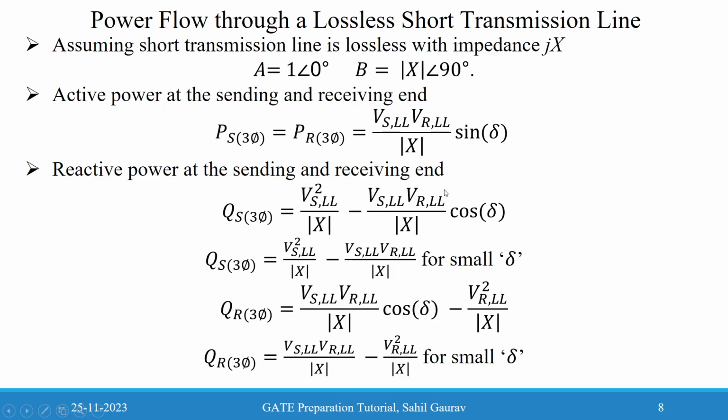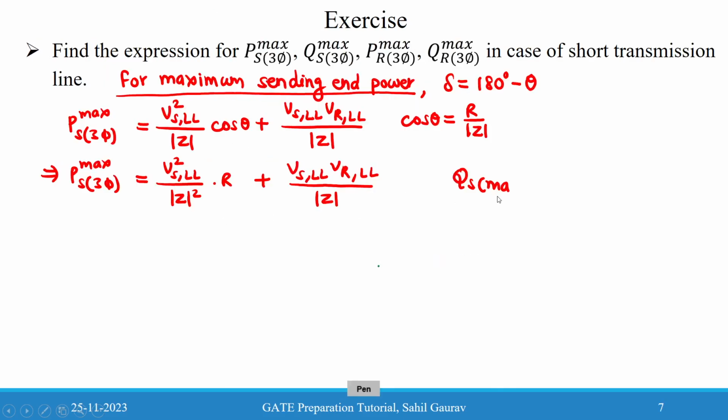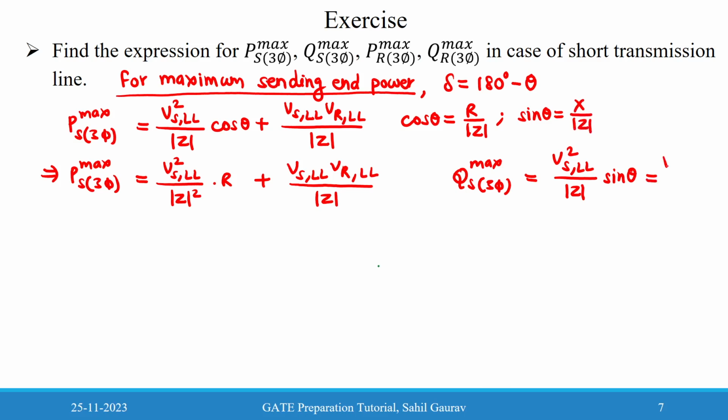QS three phase maximum value will be Vs LL square by mod Z sin theta. So sin theta, how can you write? Sin theta is X divided by mod Z. So this will be Vs LL square divided by mod Z square into X.